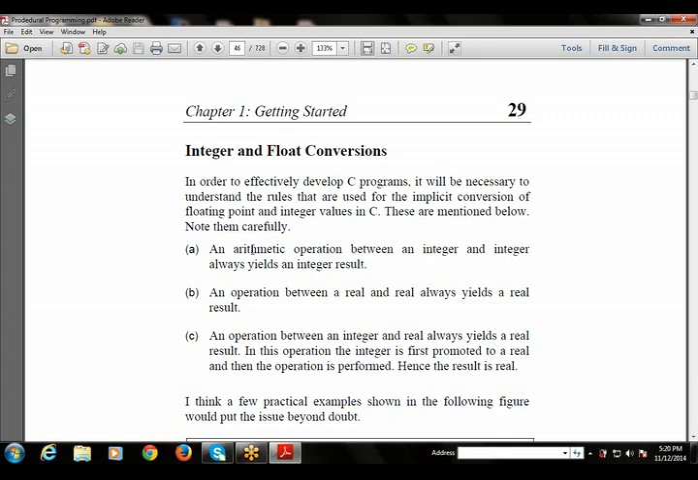Arithmetic operation between an integer and an integer always yields an integer result. It means if I perform an arithmetic operation between integer values, that always gives an integer result. And an operation between a real and a real also gives a real result, that is a decimal, float result. But an operation performed between an integer and a real always yields a real result. Why? Because a decimal, that is a float value, contains more bytes in memory.